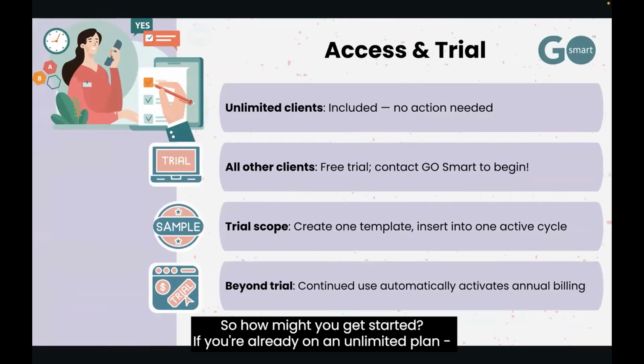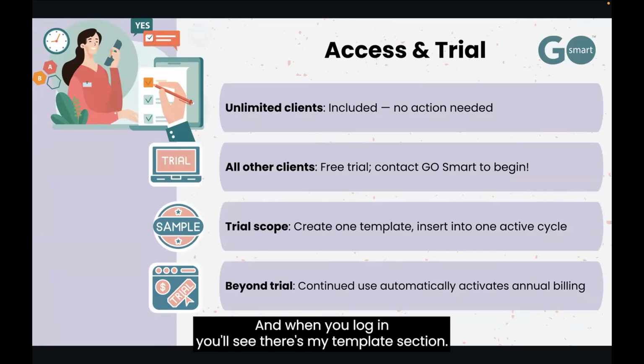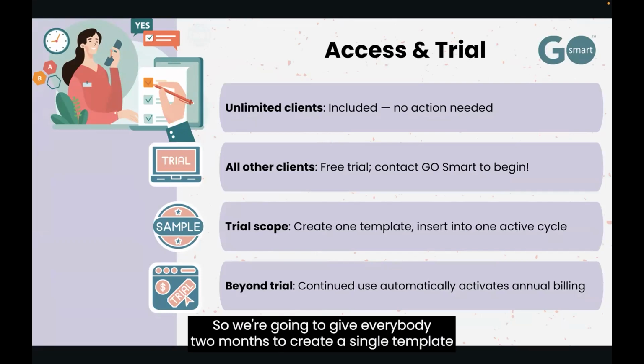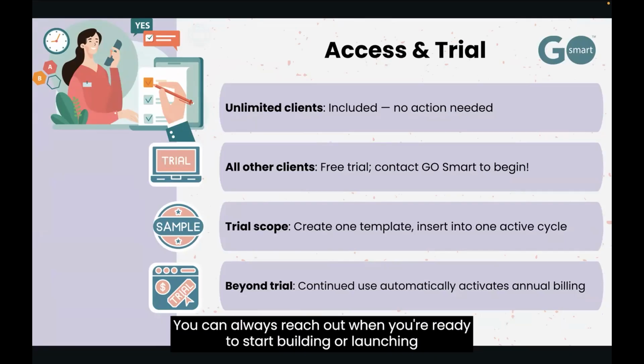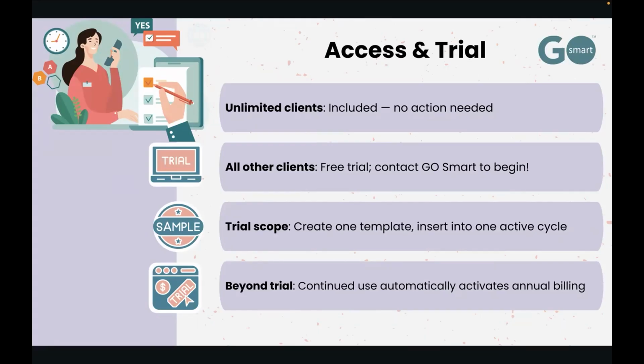If you're already on an unlimited plan, great news. The feature is already included in your subscription, no setups required, and when you log in, you'll see this My Templates section. For everyone else, we're offering a free trial. So we're going to give everybody 2 months to create a single template and insert that template into one active cycle to test it out in real life. And if you'd rather wait because you're not going to be building your new grant seasons for a couple months, no problem. You can always reach out when you're ready to start building or launching your next grant cycle, as long as it's within the next 12 months. And we'll turn it on then.